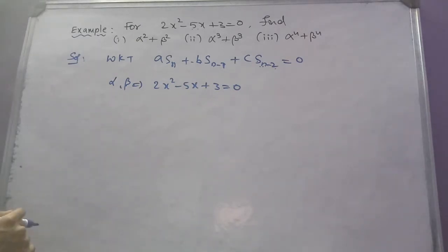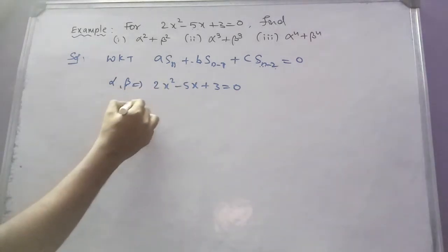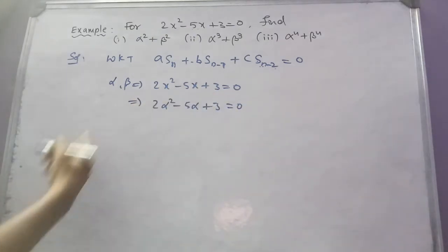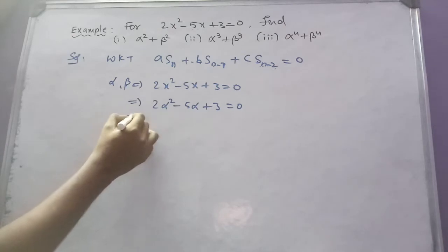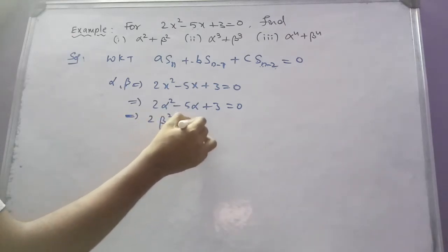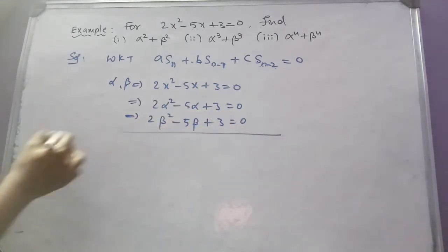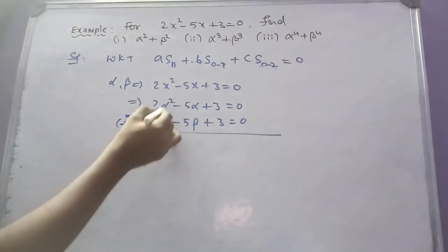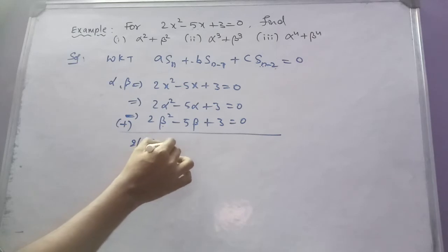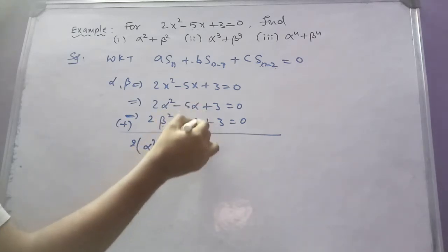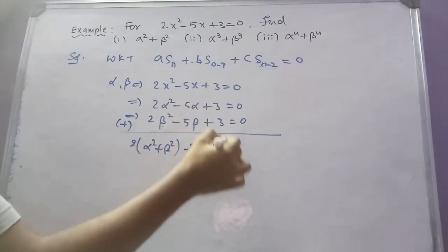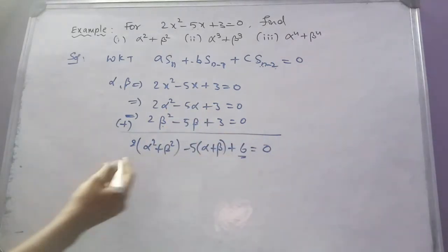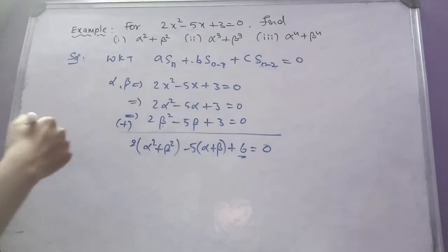First of all, alpha is a root of this equation. So you'll get 2 alpha square minus 5 alpha plus 3 equal to 0. And beta is also a root of this equation. So 2 beta square minus 5 beta plus 3 equal to 0. Now add these two equations. So 2 into alpha square plus beta square minus 5 into alpha plus beta, plus 3 plus 3 is 6, which is equal to 0. This is the mistake that we got when using this formula for n is equal to 2.